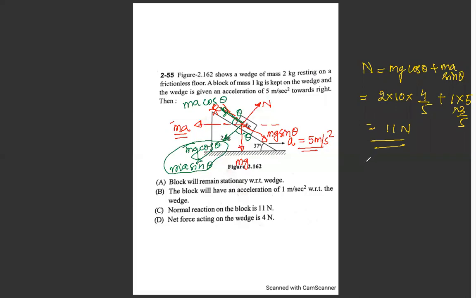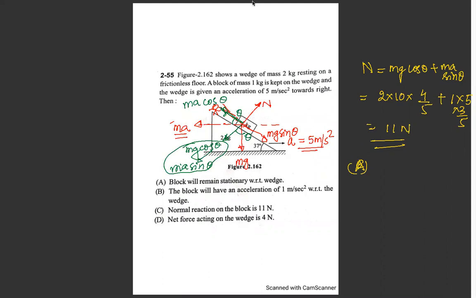Now we need to check whether the block will remain stationary with respect to the wedge or not. For the block to remain stationary with respect to the wedge, first of all we have to check whether mg sine theta is greater than ma cos theta or not. So for that, I'm checking it for option A.